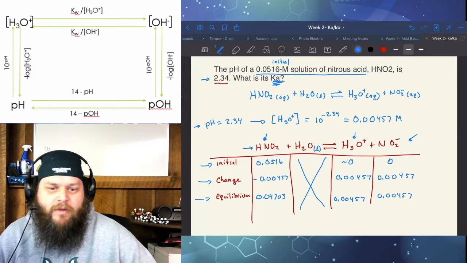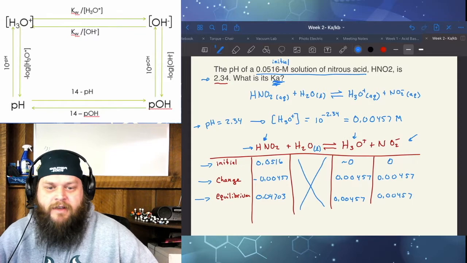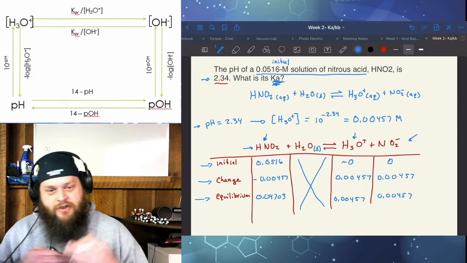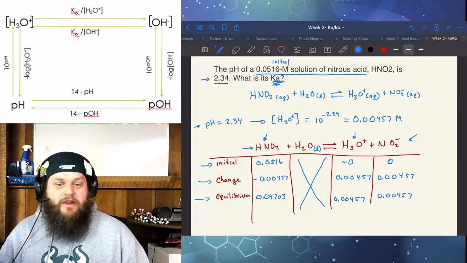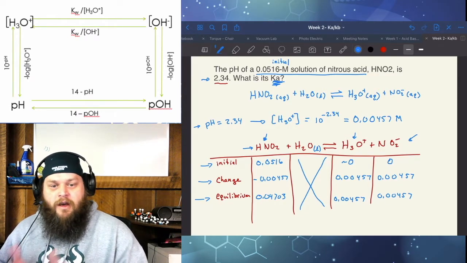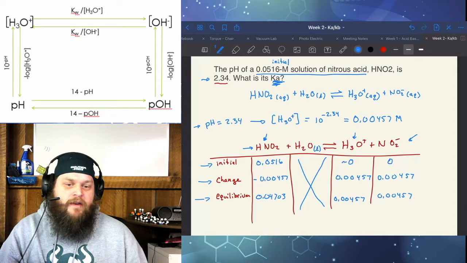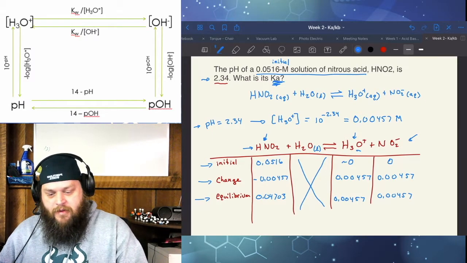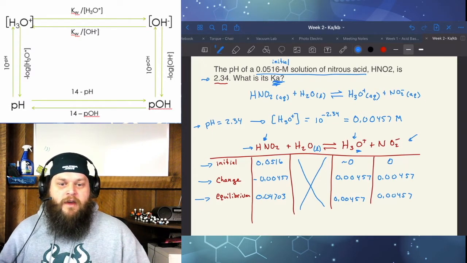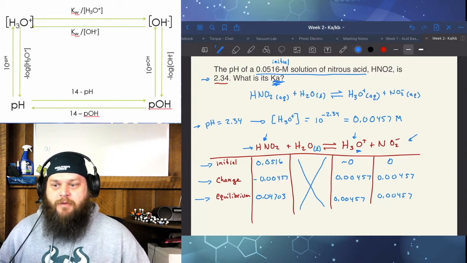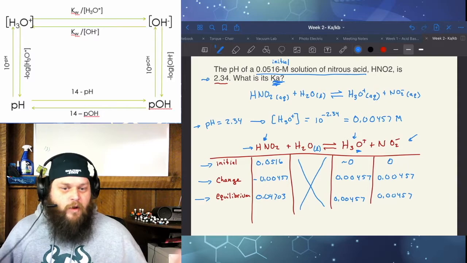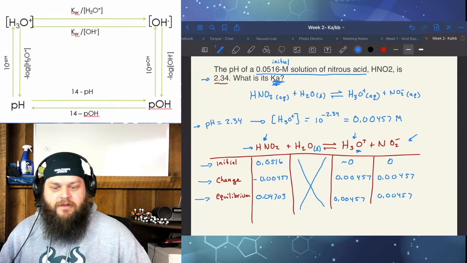Yeah, exactly. When the pH is given, we don't need to use X because X is for that change in concentration. So if you know what that change in concentration is, because you know the pH of it, or the concentration of hydronium in this case, then you can use that value for all of them across the board. We'll do another one next where you actually have to use X and use the quadratic equation and all that other fun stuff.